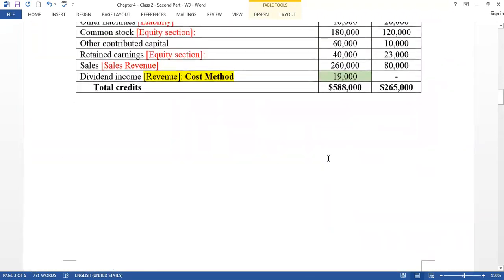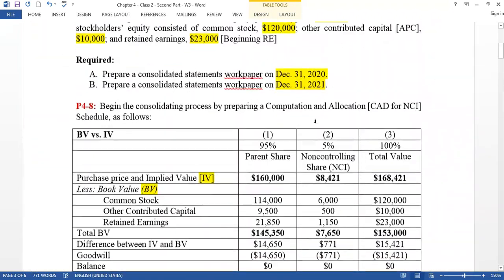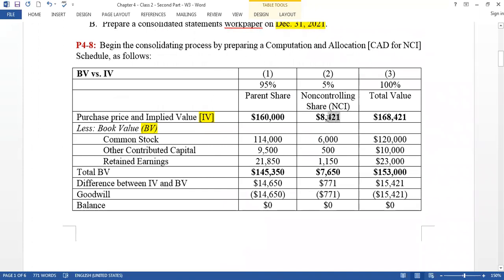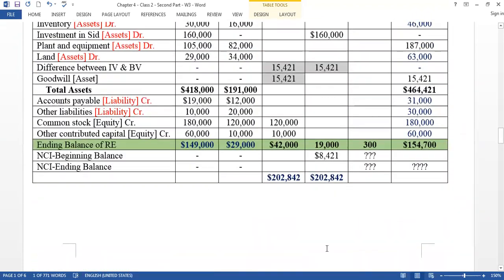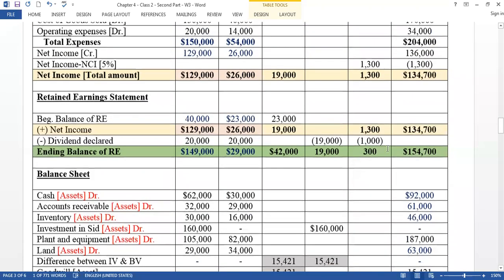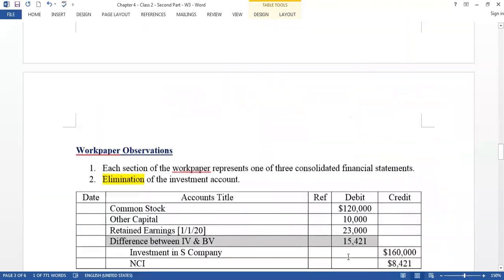When you prepare the non-controlling interest section, we already know what the beginning NCI is. Yes, we already know this. So if we want to know the ending NCI, we have all the information here, but I can show you a proof of how to do that.